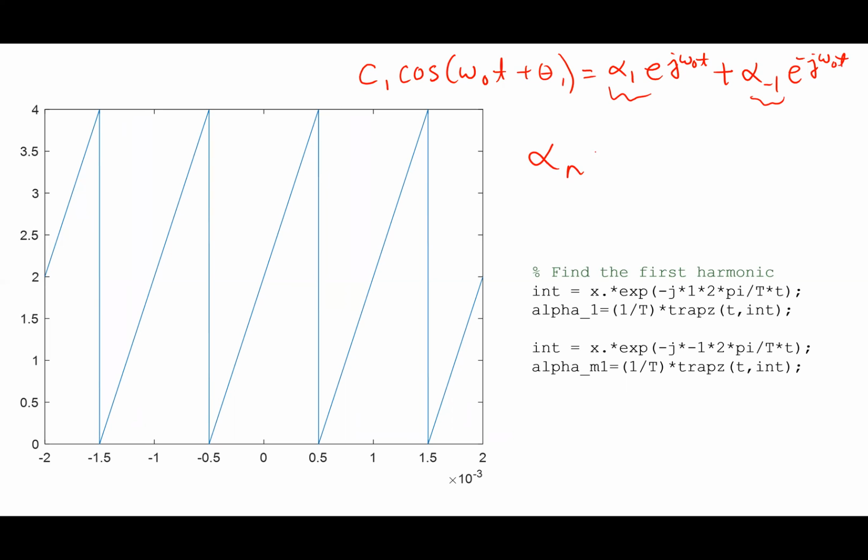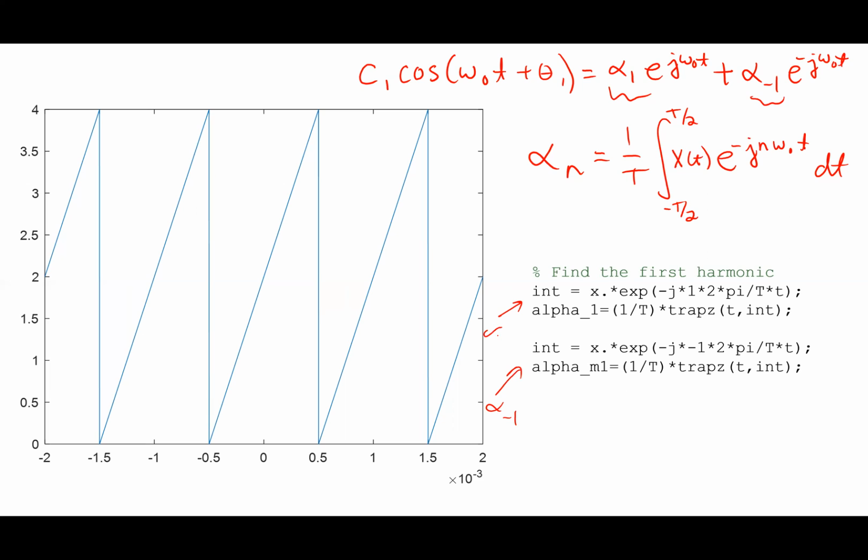And we remember that alpha n in general is 1 over T times the integral over a period. It can be any period, but I'm going to keep it at negative T over 2 to T over 2 of x of t times e to the negative j n omega naught t dt, okay? So notice what I did here, all right? Here's where I'm computing alpha 1, and here's where I'm computing alpha minus 1, so I called it alpha m1, okay?